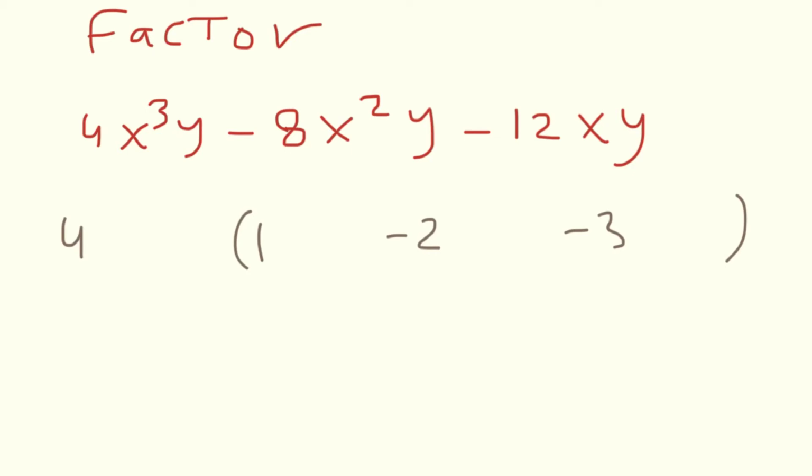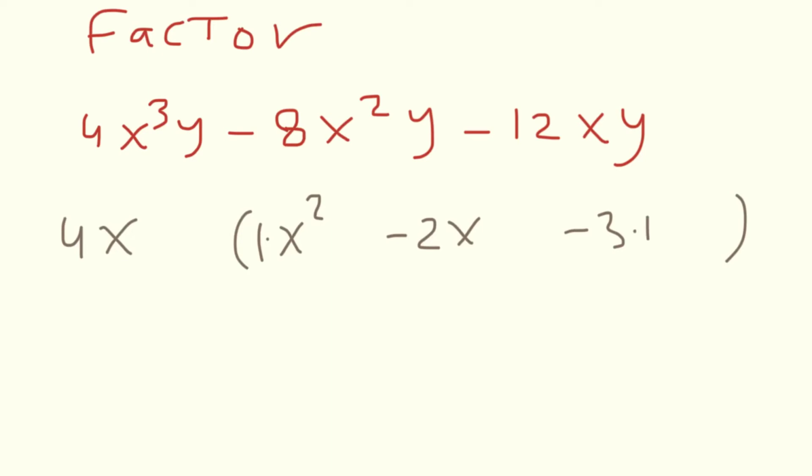Now the variables: x cubed, x squared, x. Can I take any common factor? X. Yeah, I can take x as a common factor. What remains from here will be x squared, what remains from here will be x, and there is nothing remaining in the last one. It's just 1 basically.